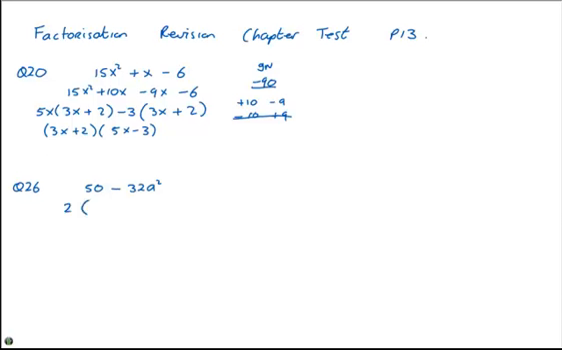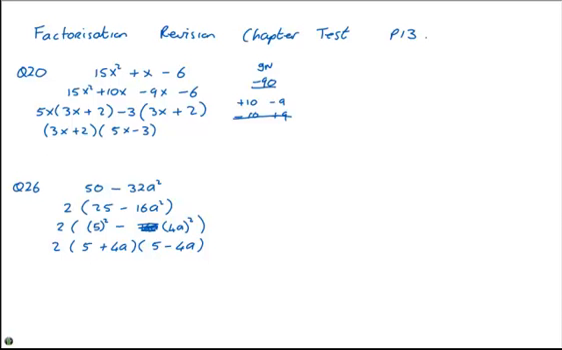So you take out 2 at first, you'll be left with 25 minus 16a squared. And now you can see that what's inside the brackets can be factorized with the difference of 2 squares. And strictly speaking, that 5 should be in a bracket as well. So it'll be 2. The 2 just continues to drop down. It'll be first plus second, first minus second. So 5 plus 4a. And you're finished.